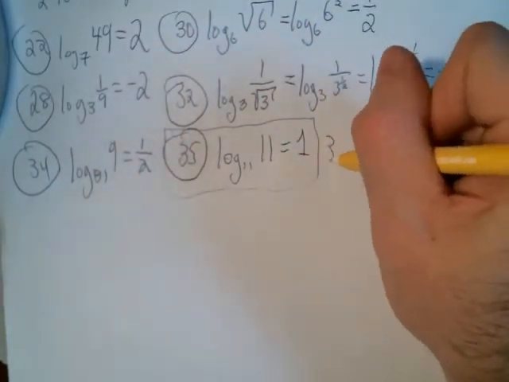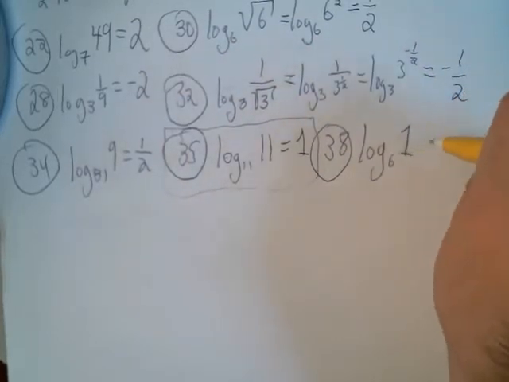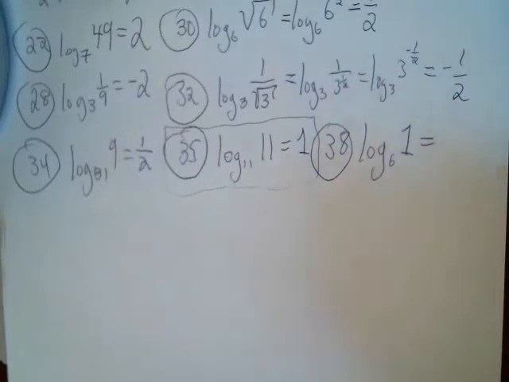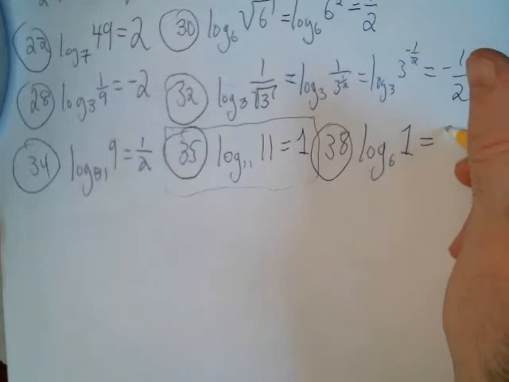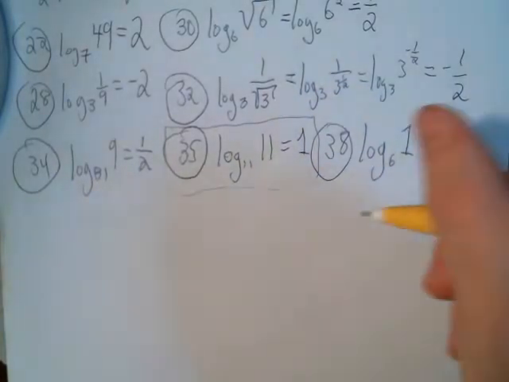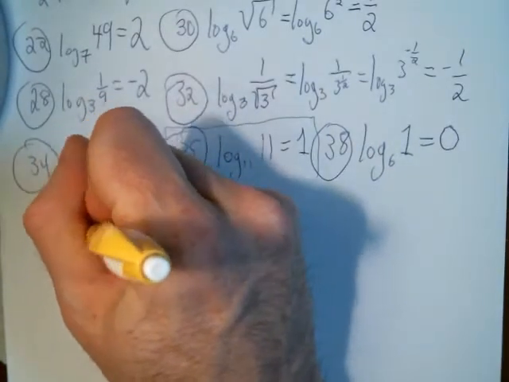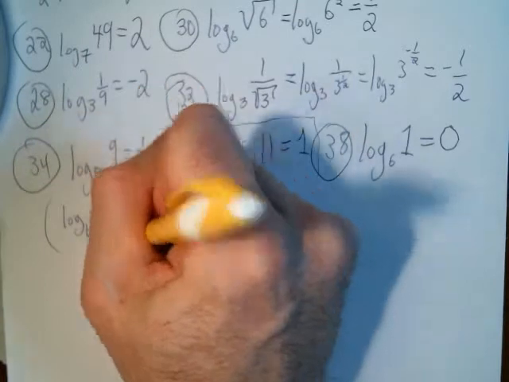The other one that's kind of common is this one, 38, log base 6 of 1. So the log of 1 is always going to be 0, okay, because you're taking a base and raising it to 0 power, and that'll give you the 1 inside the log. So in general, you could say log base b of 1 will always equal 0.